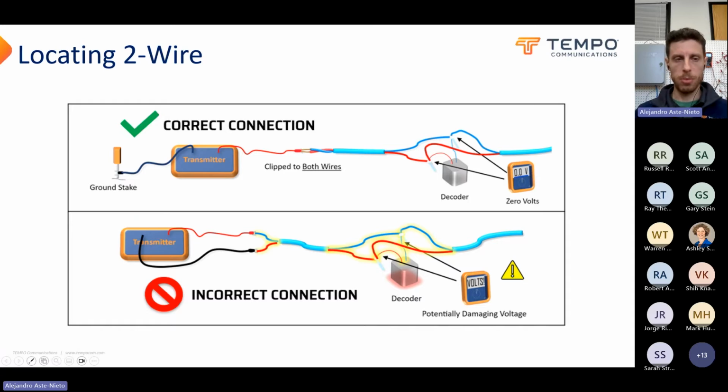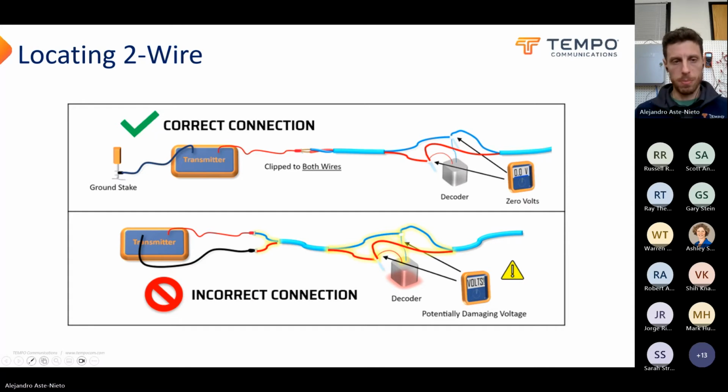In terms of tracking with 2-wire, the way to do that is to hook your red lead to both of those wires in the cable, and then the other lead to a ground stake. That'll give you not only the best signal, but it'll be safe for decoders because there won't be a difference in voltage across the 2 wires.